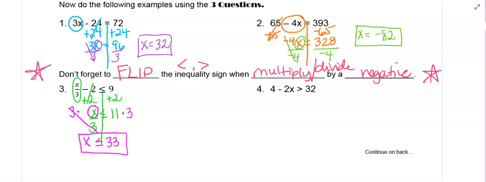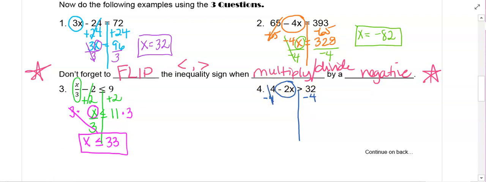Don't skip those just because they look hard, guys. I promise, they're okay. So I'm going to draw my line down to separate the left and the right. And I'm going to ask myself the 3 questions. What do I need to get by itself? That negative 2x. So what do I need to get rid of? Everything by it, which is this over here. What's by it? A positive 4. How do I get rid of a positive 4? With a minus 4. Very good.